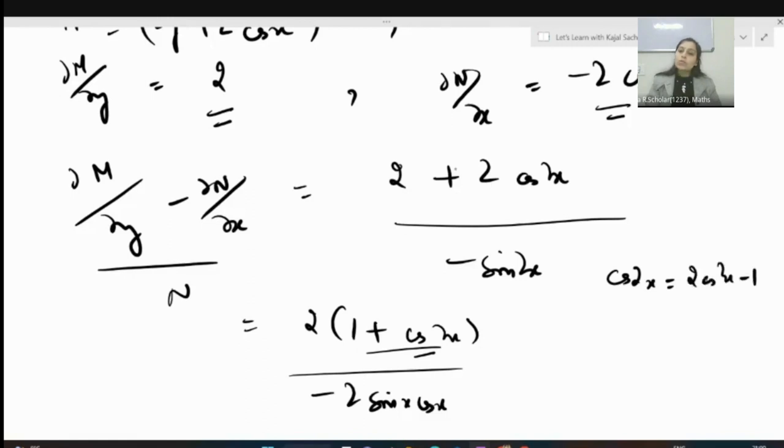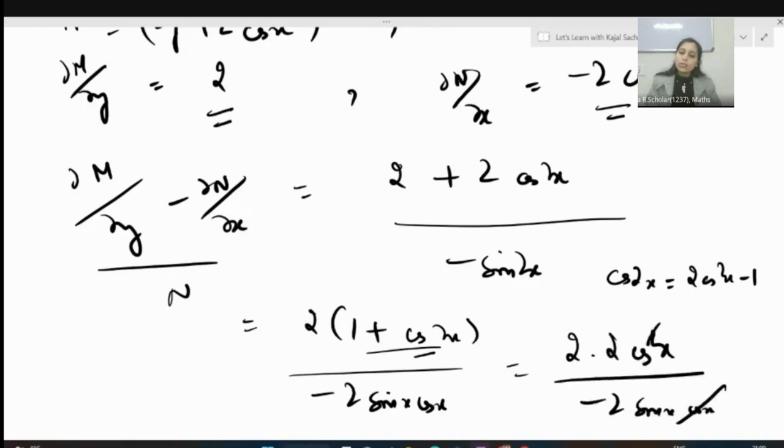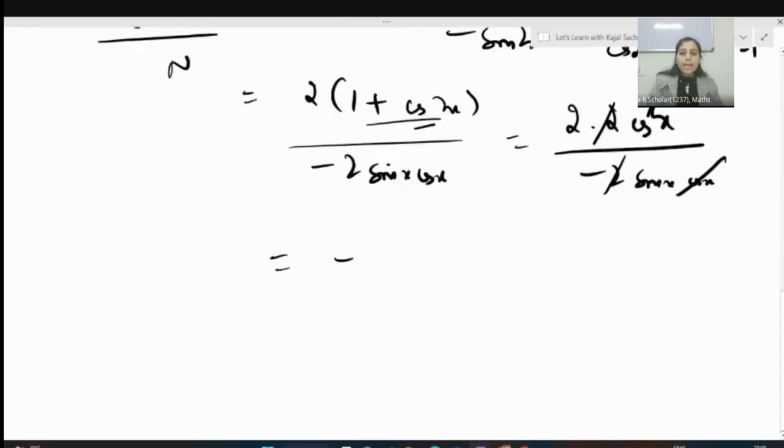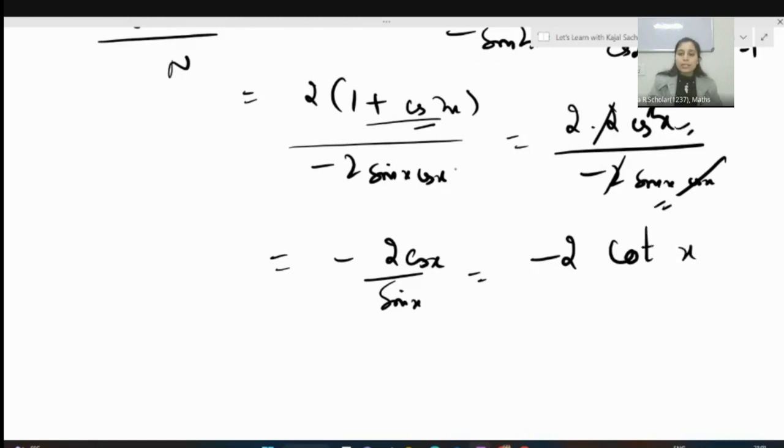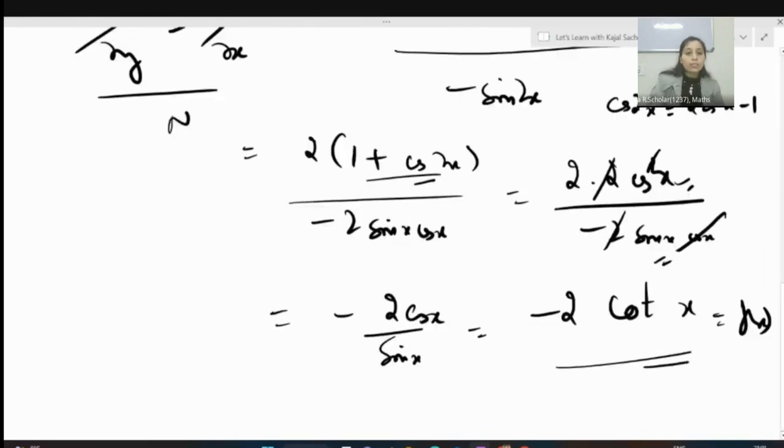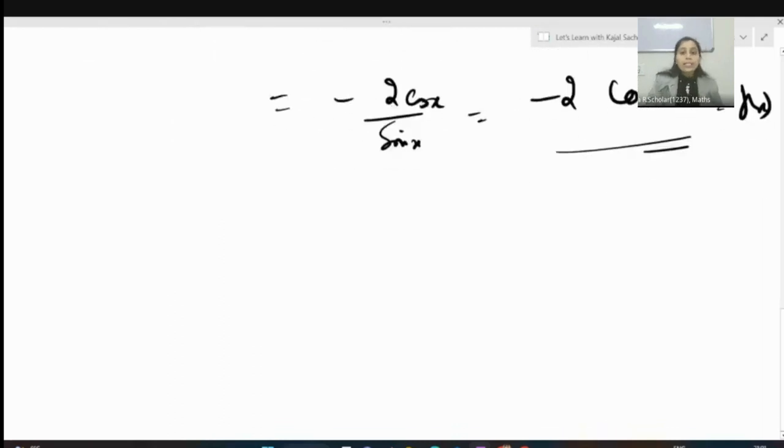So 1 plus cos 2x is 2 cos square x, so 2 cos square x upon minus 2 sin x cos x. One cos x cancels, 2 and 2 cancel, we get minus 2 cos x upon sin x, which is equal to minus 2, and from above, one cos x and one sin x. So cos upon sin is cot x. So this is the function of x only, which we want. So now we can find the integrating factor easily.